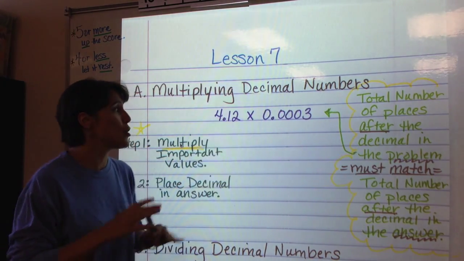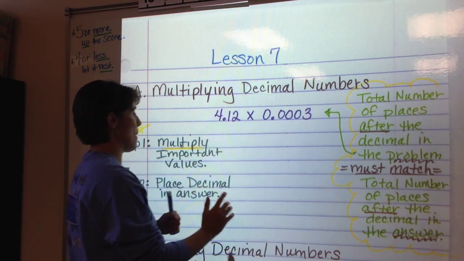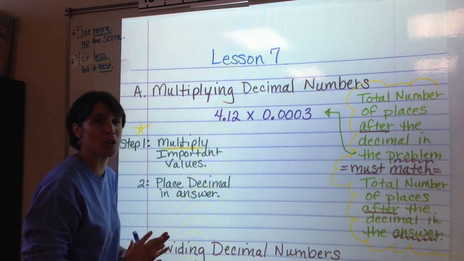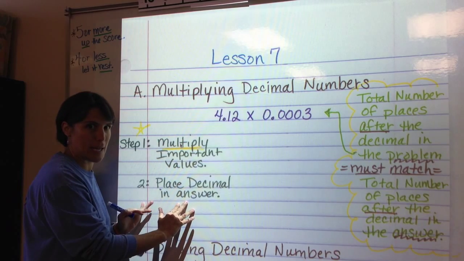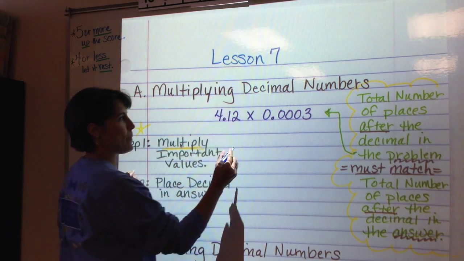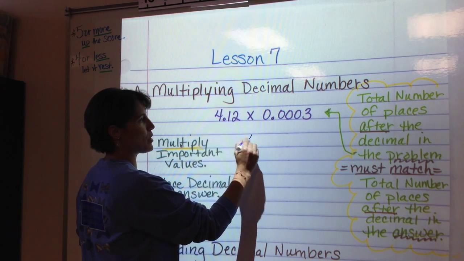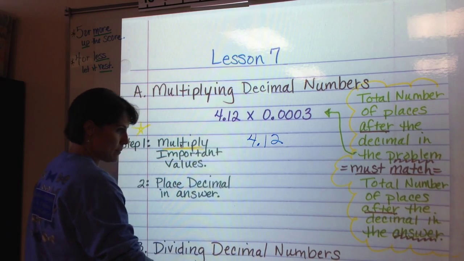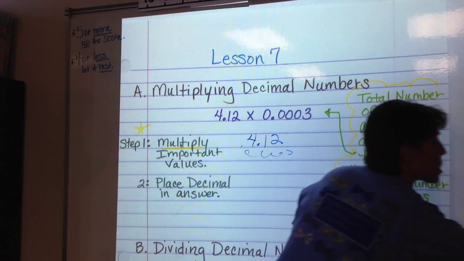I choose not to write the entire numbers down if I don't need them. I choose to write down the important values and multiply them first, and then I choose to put my decimal in the answer second. I hope you choose that as well. Otherwise, look what happens. You have to write down all these numbers. I don't even know how to line it up. It just messes me up. Zeros, zeros. Forget it.